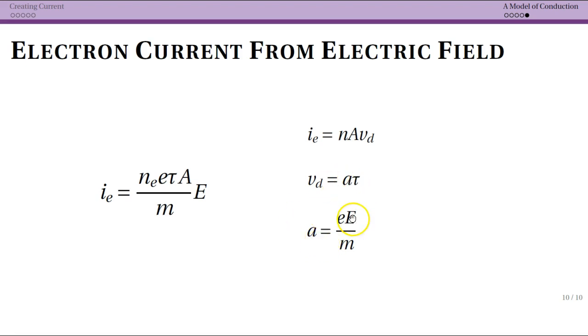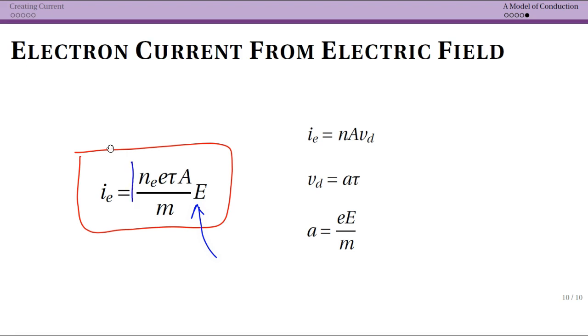Our acceleration is simply given by the Coulomb force over the mass of the electron, and so we get to plug this in for Vd, and that had acceleration in, so we plug these in, and so we get this new equation, right? So this is the new equation for our electron current. Why do we care? We see that it is proportional to the electric field. Now, in a future video, we'll talk about where that electric field is coming from, but if you look at this, this is actually all about the wire.